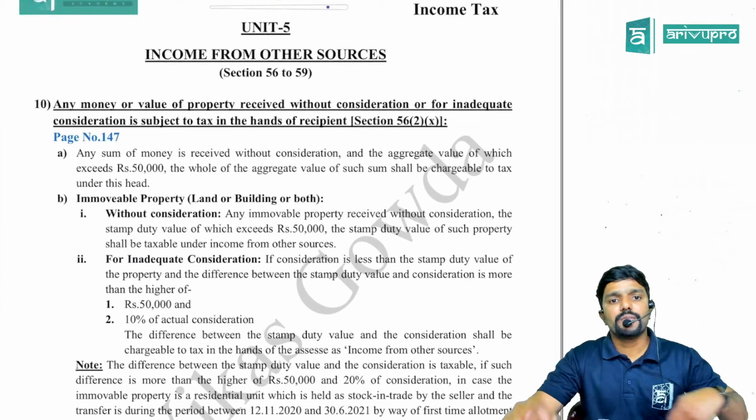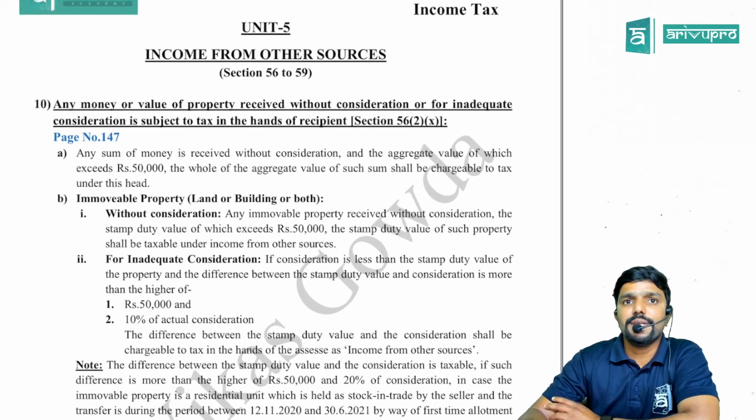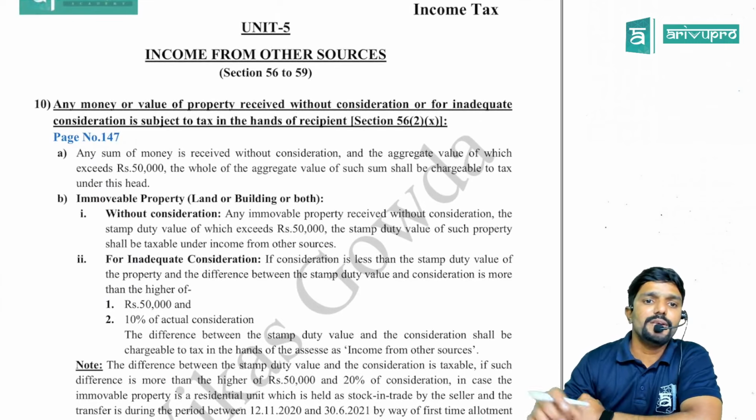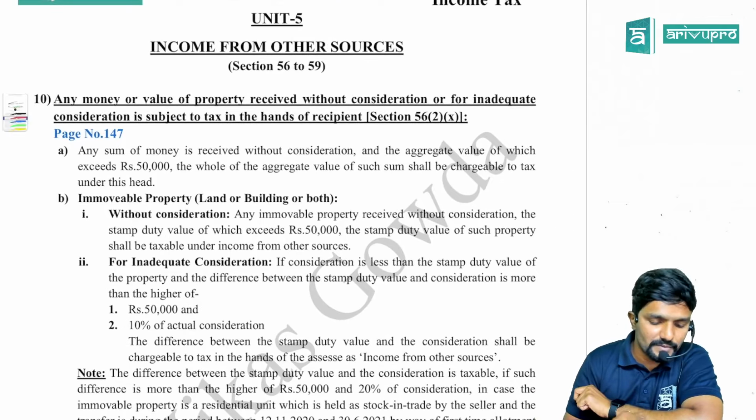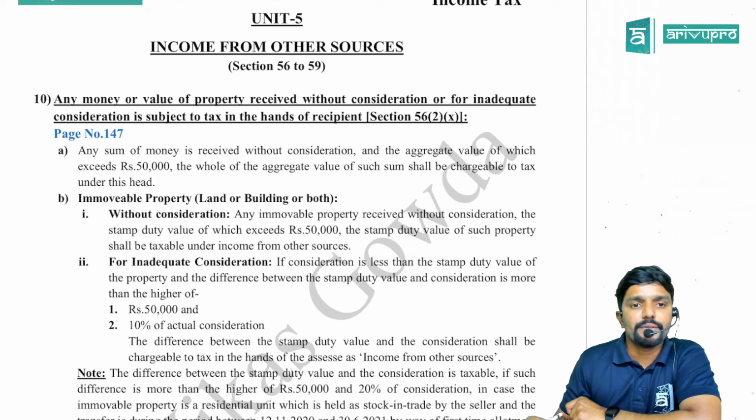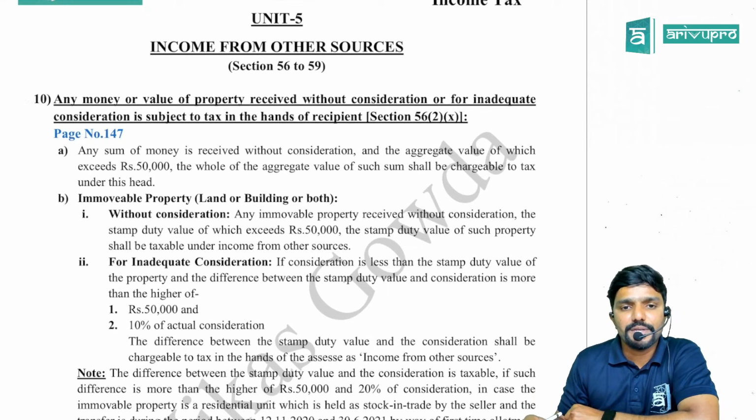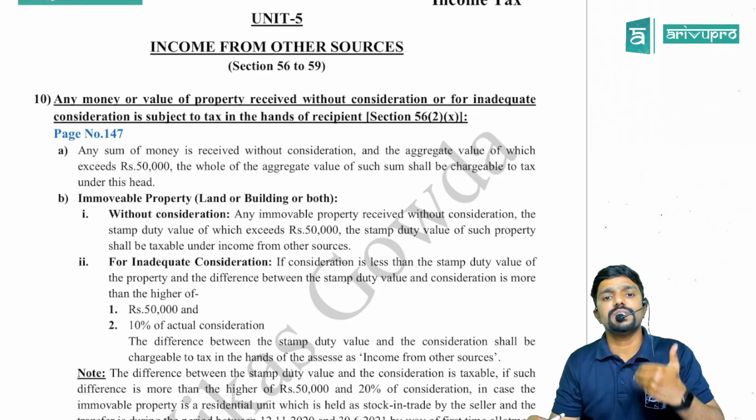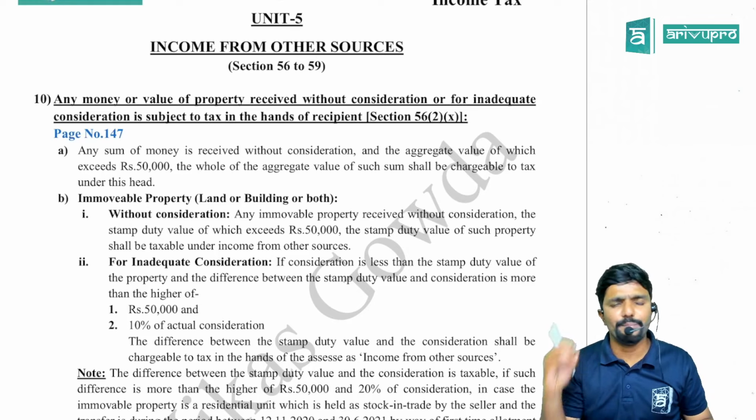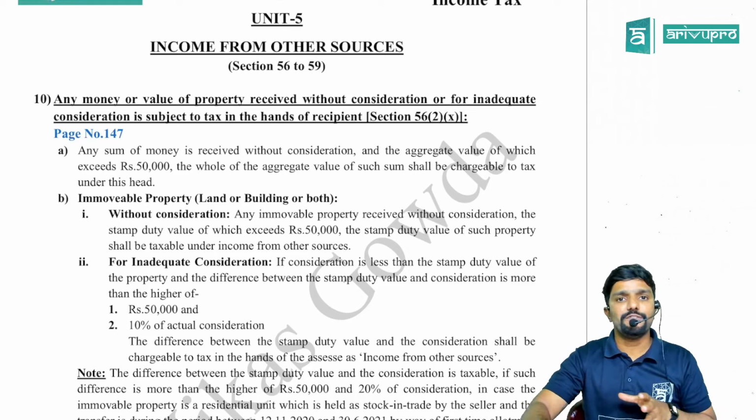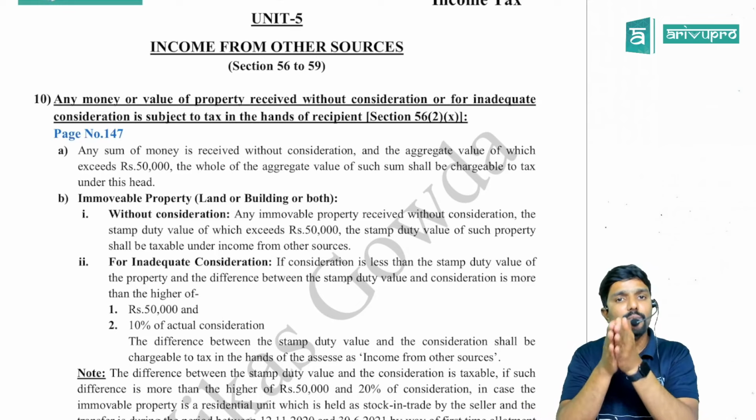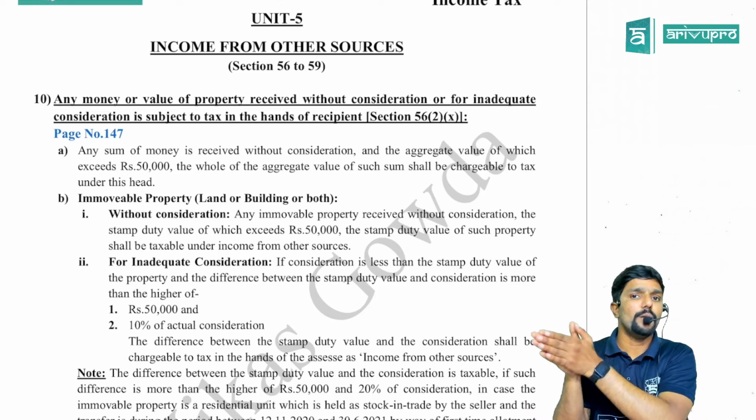Next, coming to the 5th head of income, that is income from other sources. There, the 10th point, guys, is with respect to gift taxation. Any money or value of property received without consideration or for inadequate consideration is subject to tax in the hands of recipients. Section 56 subsection 2 clause 10, one of the important sections. So here, see, a gift can be received in 3 forms, guys. Money, immovable property or specified movable property.